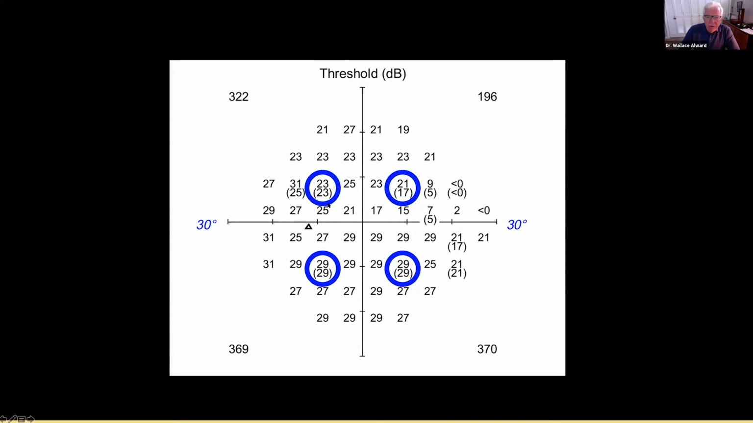Just as an aside, when you see in the full threshold fields, not in SITA, which has a whole different strategy, but if you're using a full threshold field and you see numbers in parentheses like this, that means that's a point that's retested. So these 4 cardinal points are retested. And then points like this that are surprisingly different, right? So this is not surprising. Go 23, 23, 21, gets less sensitive as you go towards the periphery. But when you go from 21 to 9, that's a big drop off. So the machine would just recheck that point.